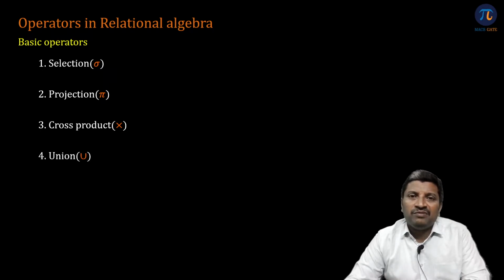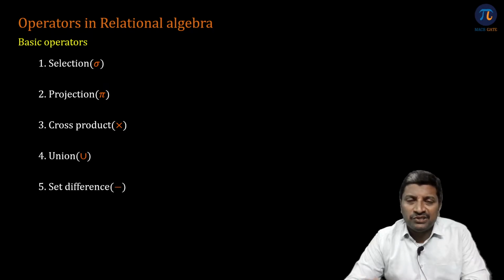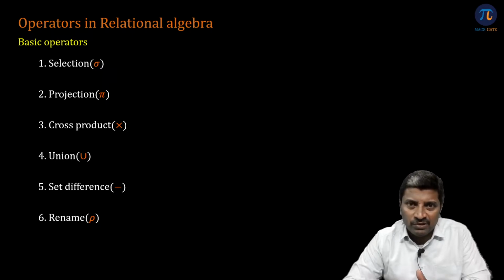Union. When we have two different relations, we can apply the union operation, like in set theory. And set difference, which we have also learned in set theory. The next one is rename. Whenever we have a big procedure to solve a question, in the meanwhile we need to rename some of the results for more flexibility and to make the procedure more understandable. For that purpose, we use the rename operator. These are the basic operators of relational algebra.